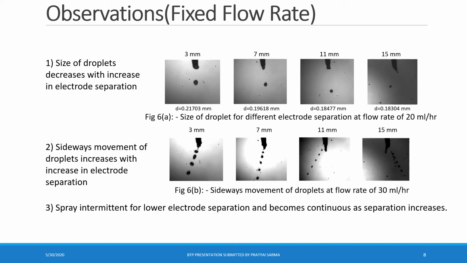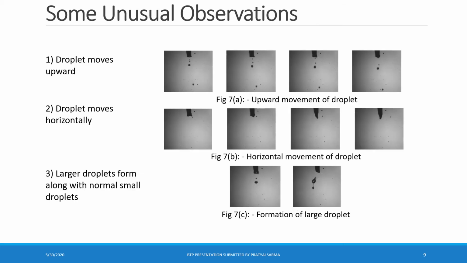We also found that the sideways movement of the droplets increases with the increase in the electrode separation. Also, the spray was intermittent for lower electrode separation and becomes continuous as the separation increases. This is again due to the fact that as the separation increases, the electric potential increases, and hence the electrostatic repulsion between the liquid surface and the droplet to be ejected increases. As a result, the droplet is ejected more readily.